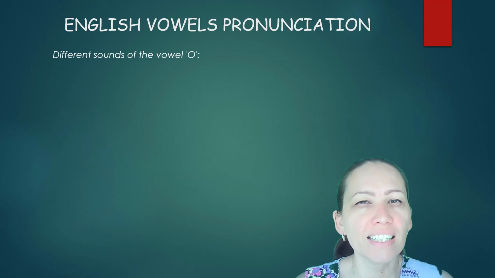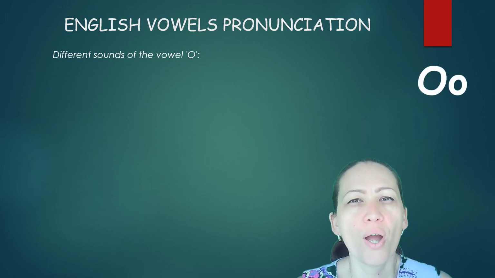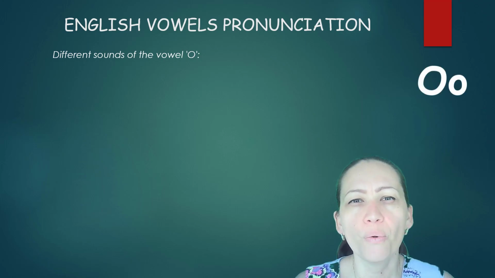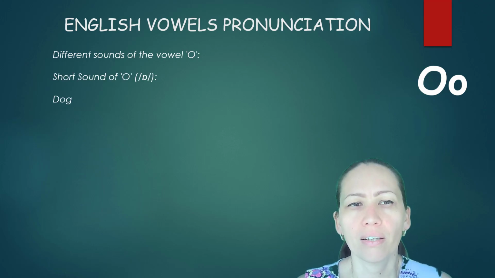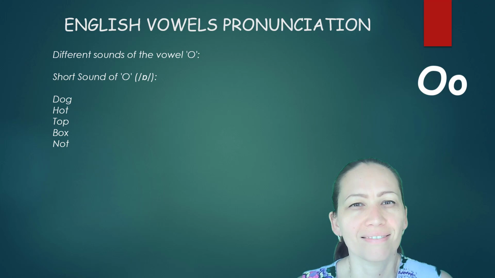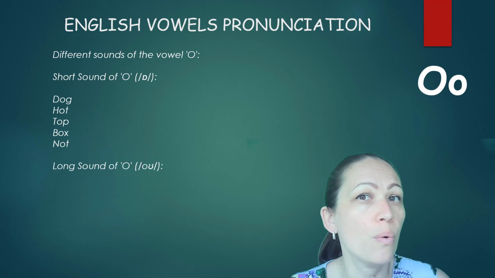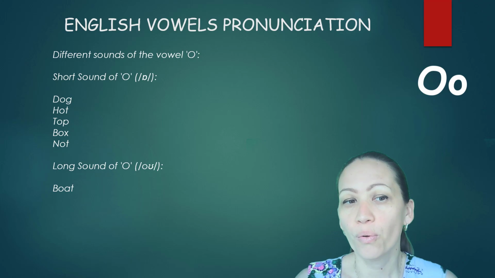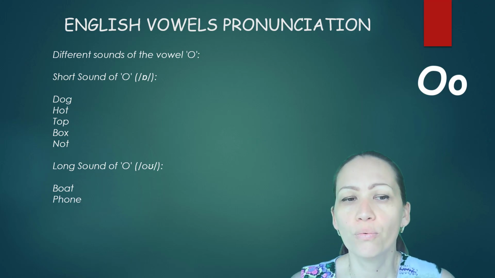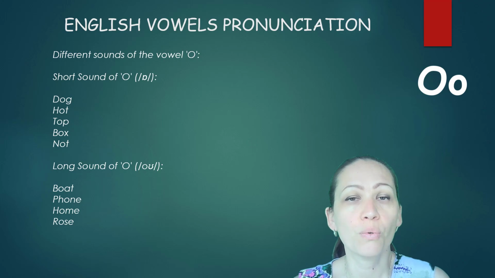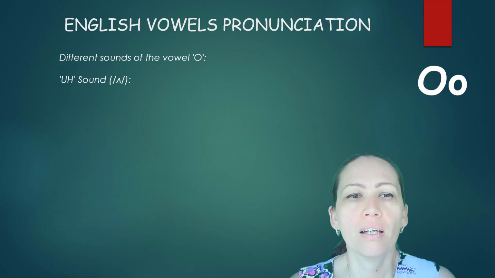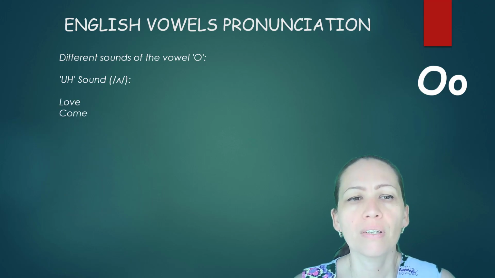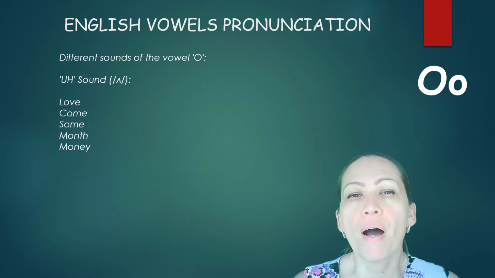Let's move on, and our next vowel is the vowel O. If the vowel O is used in closed syllables, it will make the sound like in duck, hot, top, box, or not. However, the vowel O can make the long sound O, like in boat, phone, home, rose, or alone. The vowel O can also make the sound like in love, come, some, month, or money.